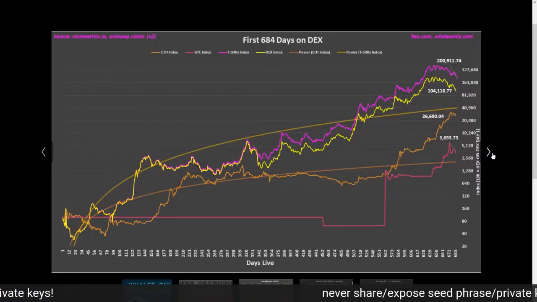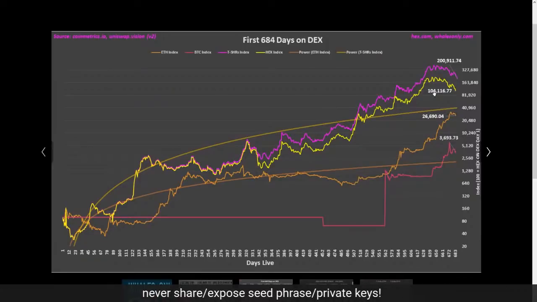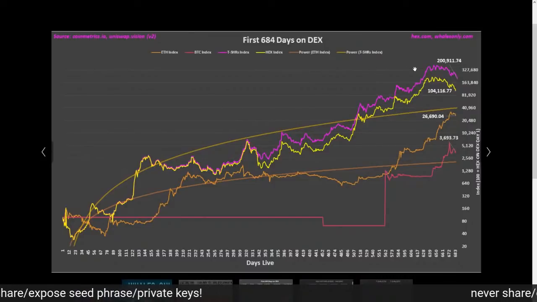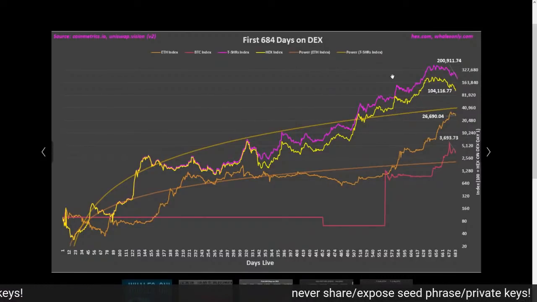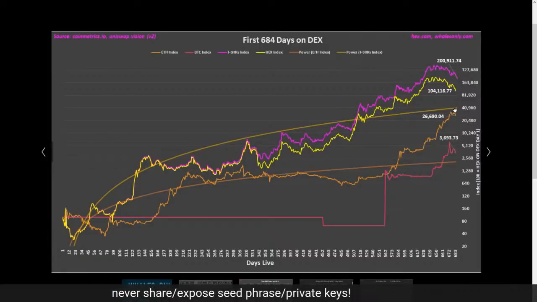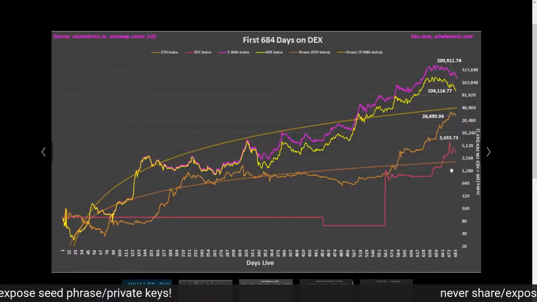You've got Ethereum, Bitcoin, and T-shares in conjunction with Hex on this chart, each in their respective colors, and you can see the legend up here. I've also thrown in trend lines, power trend lines, to depict their log-based nature. As you can see, the log-based nature for T-shares is this gold line, and that is log-based 2, and this is log-based 10 for Ethereum.